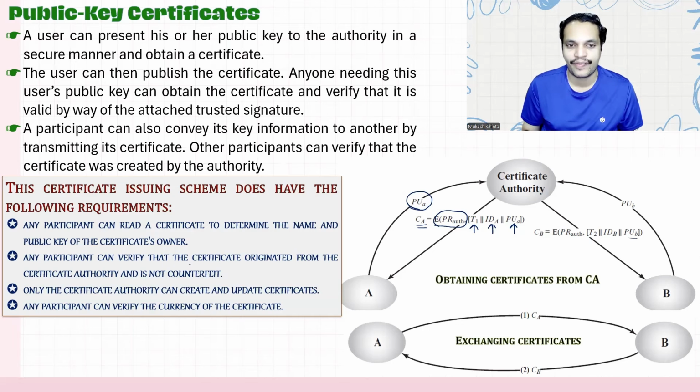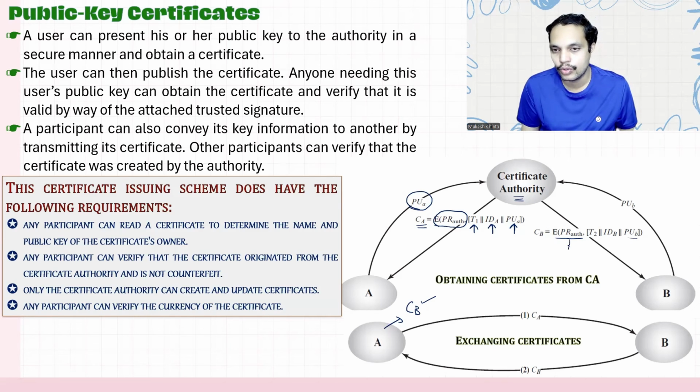Any participant can verify that the certificate originated from the certificate authority and is not counterfeit. That means once A has received CB, as I said, the first requirement should enable A to read its contents and get the public key. The second thing is A should be ensured that CB is actually issued by the certificate authority itself. But how can you do it? A can verify it by decrypting this. Once he is able to decrypt it, then it is automatically ensured that CB is actually from the certificate authority itself, because no one else will be able to counterfeit using the private key of the authority.